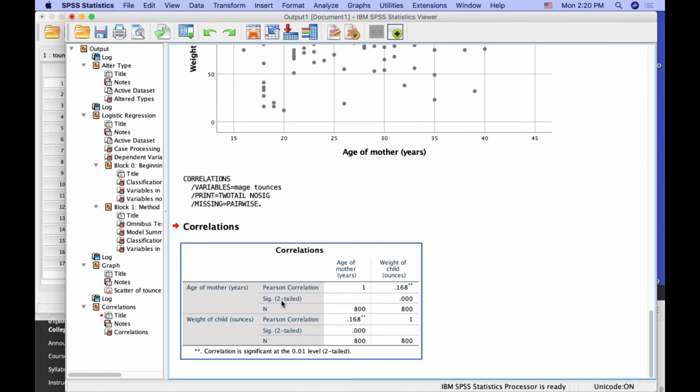We're going to take a look at the two-tailed significance, which is right below that. And you notice there are two asterisks next to that value. If we look down here, it says correlation is significant at the 0.01 level. In fact, the significance is even lower than that. We can see that the significance is 0.000. Actually, it's not really ever zero. It's always asymptotic. It's really less than 0.001. So that's how we would probably note it.